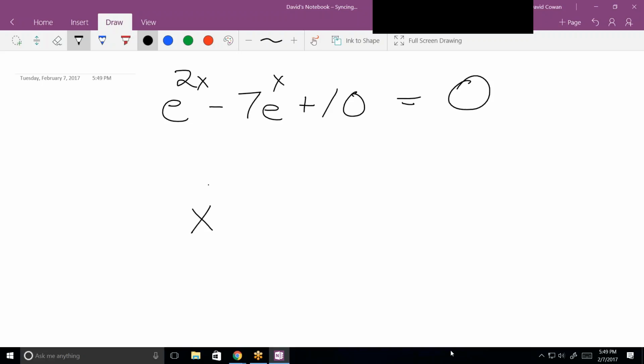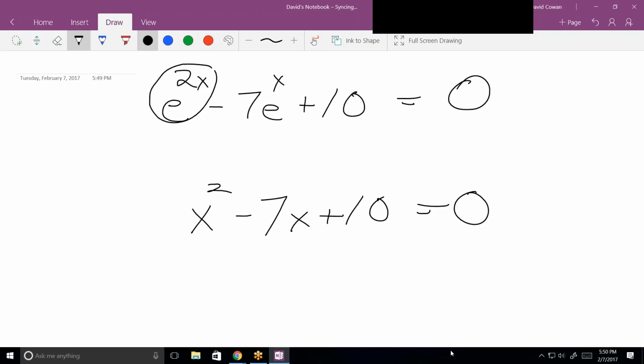If I gave you this, you'd say, well, that's a quadratic. I can factor that easily. Well, notice the similarity. What really makes a quadratic is if this first term is the square of the middle term. And it is. If you square e to the x, you get e to the 2x. In other words, e to the x times e to the x is e to the 2x. So, in effect, this is a quadratic, and I can factor it exactly like I would a quadratic.